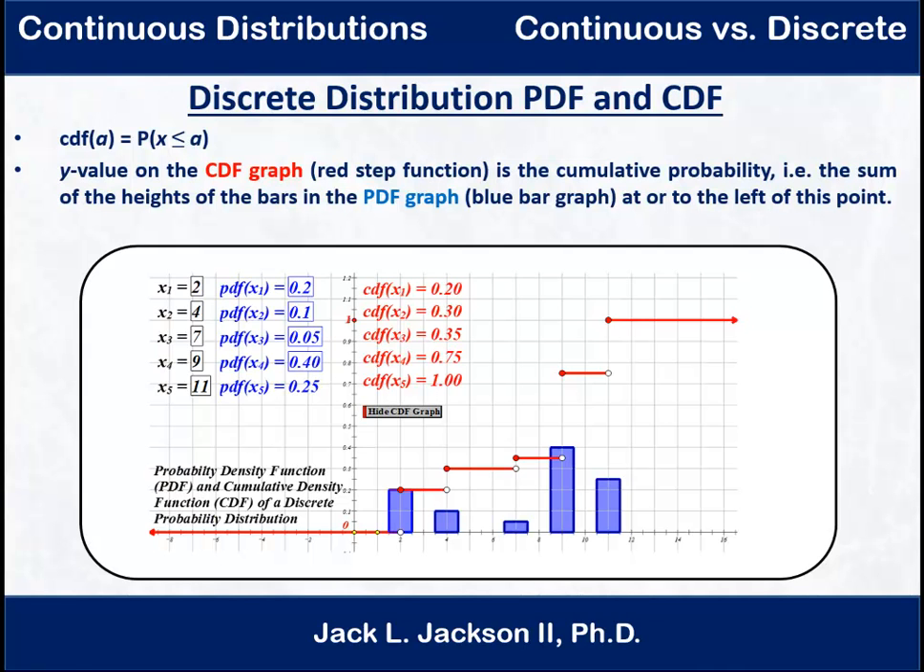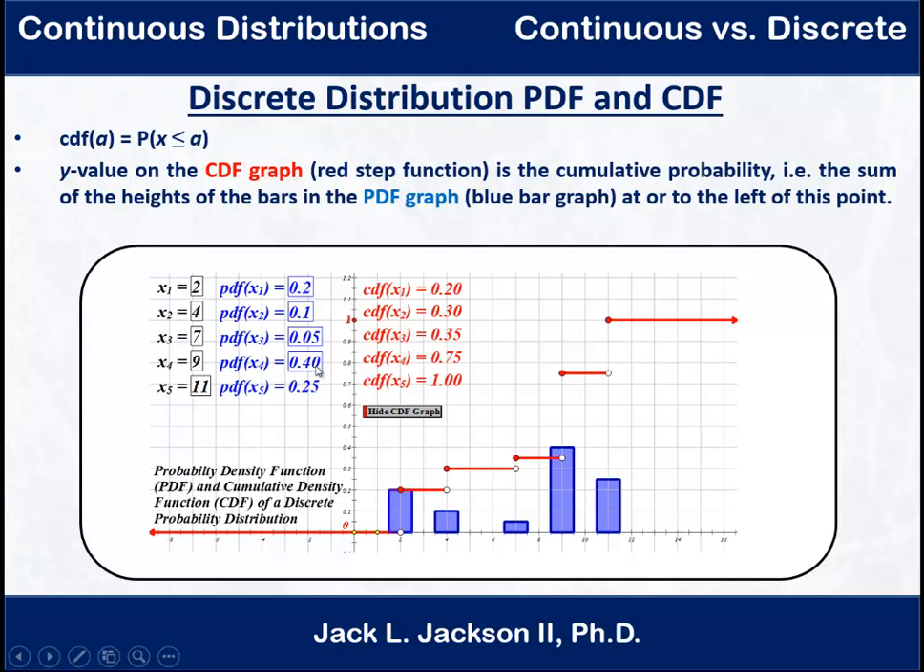Now remember that the CDF is the probability that x is less than or equal to a. It's a left probability, a cumulative probability, probability to the left. So the y value on the CDF graph is the same as the sum of the heights of the bars on the PDF graph. So here we have a graph of a probability density function, and I have both the PDF and the CDF graphed. So here I have the x values, 2, 4, 7, 9, and 11 that actually have non-zero probability. Here are their probabilities.